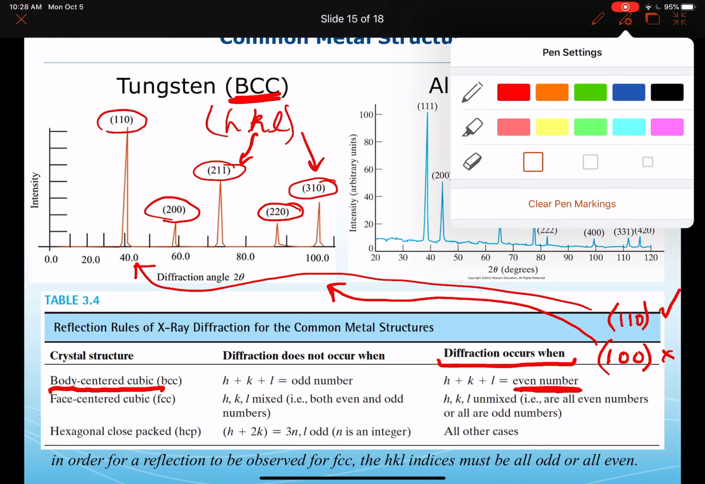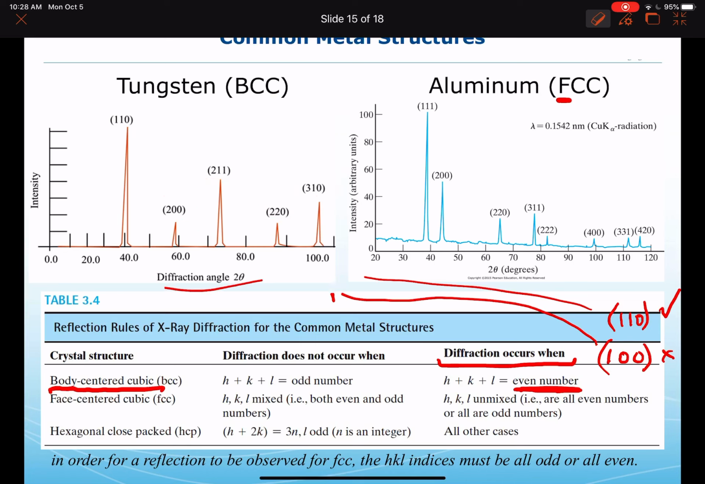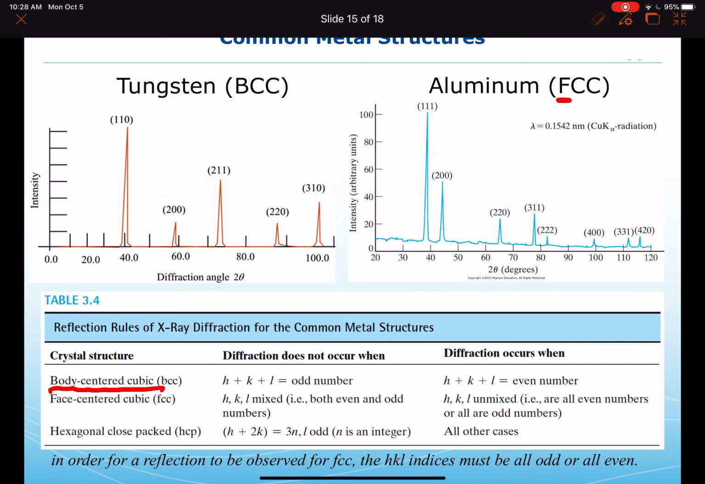Okay. In face-centered cubic, the rules are similar. However, you see that reflected here. Mixed and unmixed is what's used in your textbook. And how we interpret that is that in order for a reflection to be observed for an FCC system, the HKL indices must all be odd or all be even. So we can look at the aluminum, the indices H, K, and L for the set of planes that we're considering for diffraction. They have to all be odd or all be even. So 1, 1, 1, all odd, we're okay. 2, 0, 0, all even, we're okay. 2, 2, 0, we're okay. 3, 1, 1, all odd, we're okay. And so those are the rules for a face-centered cubic system.